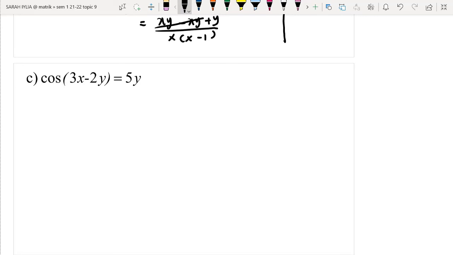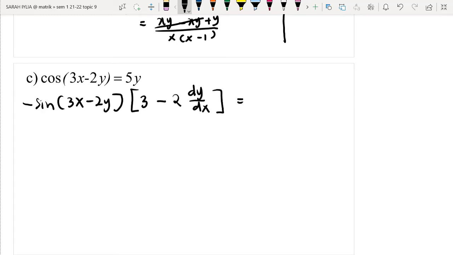So, the derivative of cos would be negative sine of 3x minus 2y. Only after that, we differentiate what's inside the bracket. So, the derivative of 3x would be 3. Differentiate 2y, we get 2 dy dx. Equal to, the derivative of 5y would be 5 dy dx.